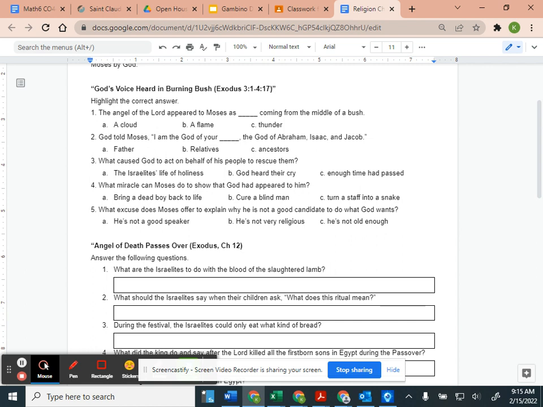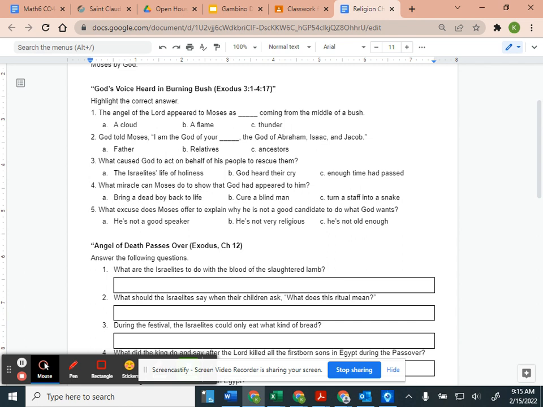But, objected Moses, suppose they do not believe me or listen to me. For they may say, the Lord did not appear to you. The Lord said to him, what is in your hand? A staff, he answered. God said, throw it on the ground. So he threw it on the ground, and it became a snake. And Moses backed away from it.